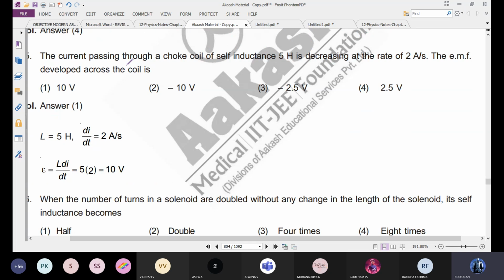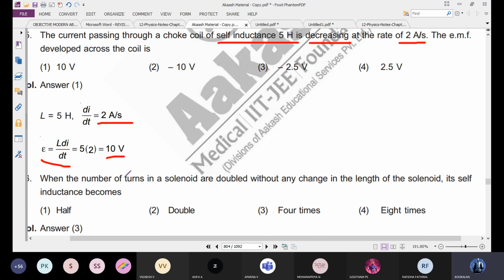This is relevant to self-inductance. A current passing through a choke coil of self-inductance 5 Henry is decreasing at the rate of 2 ampere per second. The EMF developed across the coil is? It is decreasing, so kindly underline the word. L value is 5 and di by dt value is 2 ampere per second. The formula is E equals minus L di by dt. Decreasing gives minus into minus, which is plus. So 5 into 2, you will get 10 volt. The sign is very important.